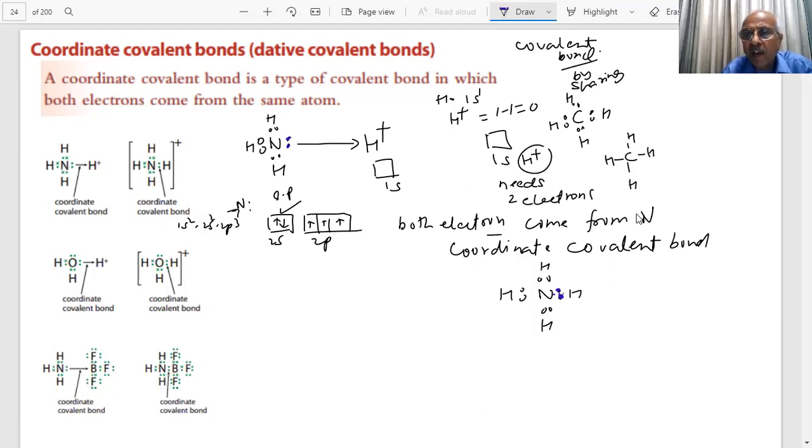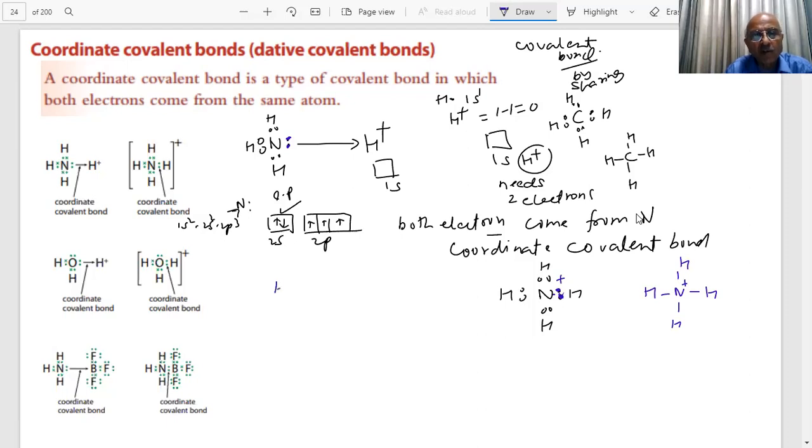And this will have a positive charge. Nitrogen will become positive because it has donated both the electrons. So whenever four bonds are formed by the nitrogen, there will be a positive charge on the nitrogen, because it has given its two electrons to the hydrogen. It was vacant.